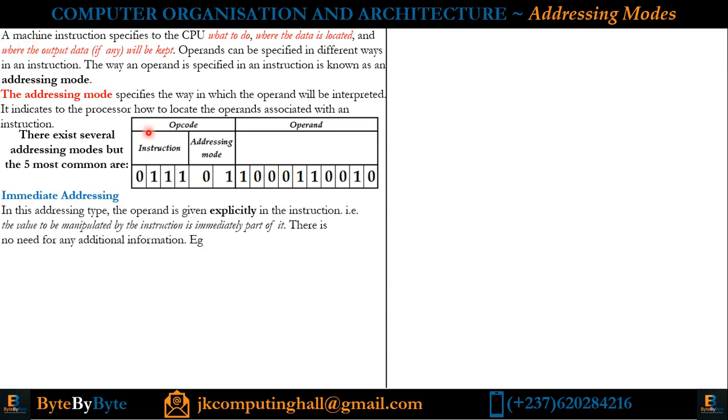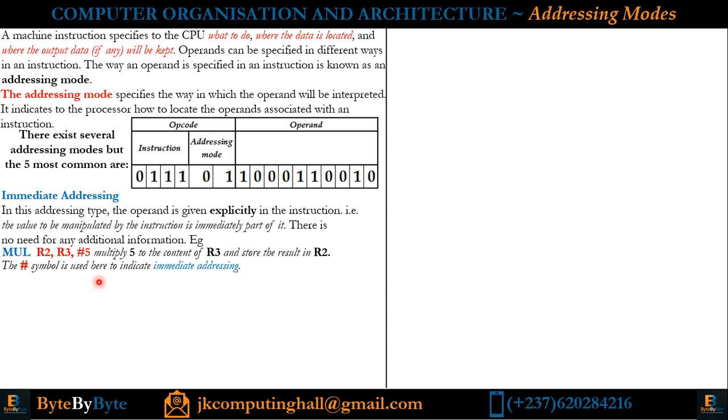The first type is immediate addressing. In this addressing type, the operand is given explicitly in the instruction. That is, the value to be manipulated by the instruction is immediately part of it. There is no need for additional information. As an example, we have multiply R2, R3, times #5, which means we are multiplying 5 to the content of R3 and we store the result in R2. The symbol hashtag is used here to indicate immediate addressing, as you can see.